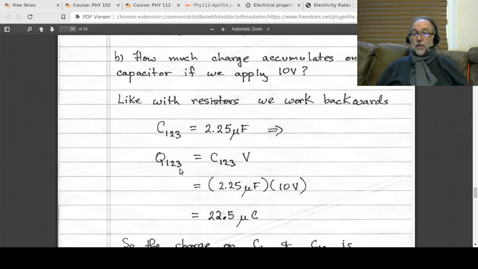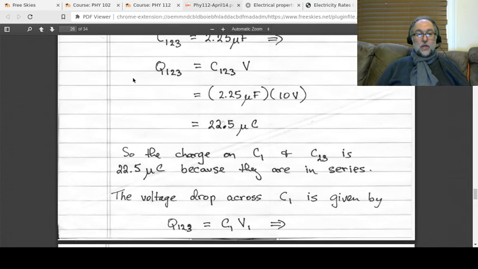So Q123, that's the charge accumulated by all of the capacitors together. That's going to equal the equivalent capacitance of all of them, C123, multiplied by V, the voltage across all of them. Well, we just found the equivalent of all of them. That's 2.25 microfarads multiplied by 10 volts. And it says that basically all of the three capacitors together accumulate 22.5 microcoulombs. Okay, so there's the total accumulated charge by the circuit.